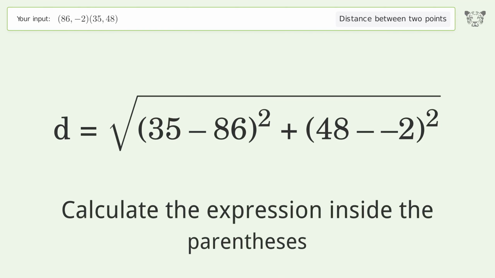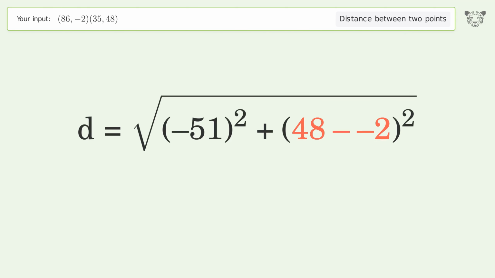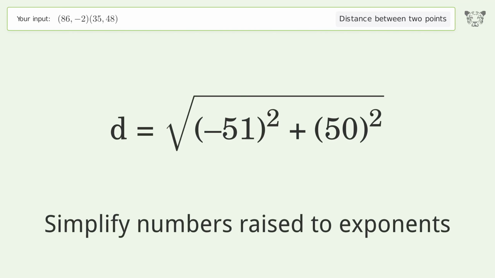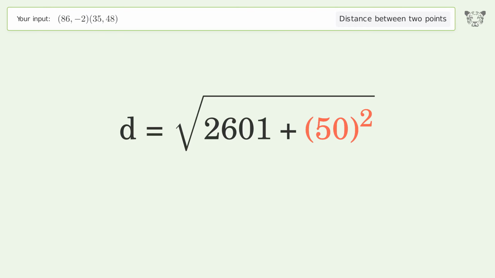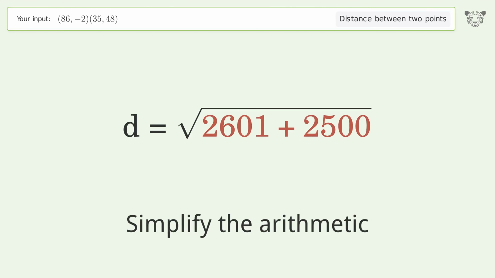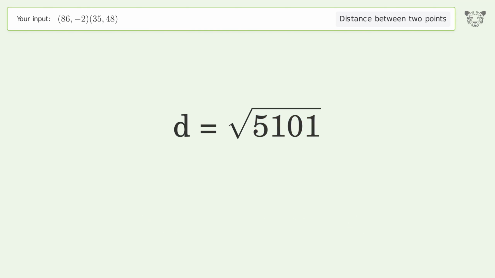Calculate the expression inside the parentheses. Simplify numbers raised to exponents. Simplify the arithmetic. And so the distance between the 2 points is the square root of 5,101 or 71.421.